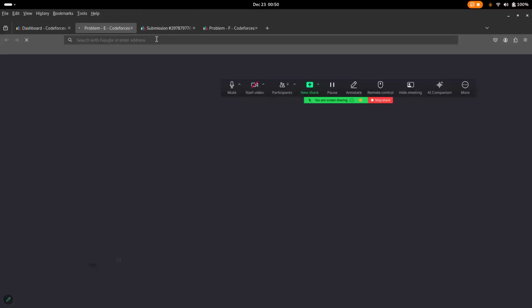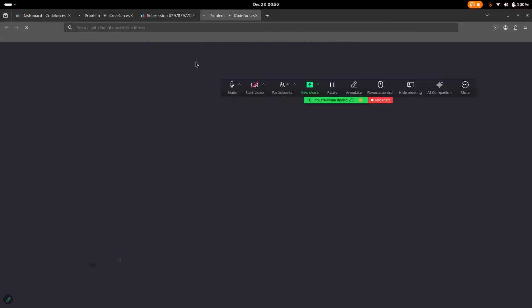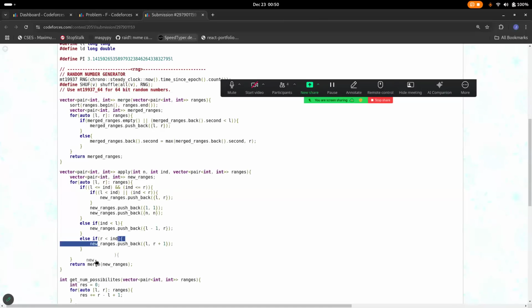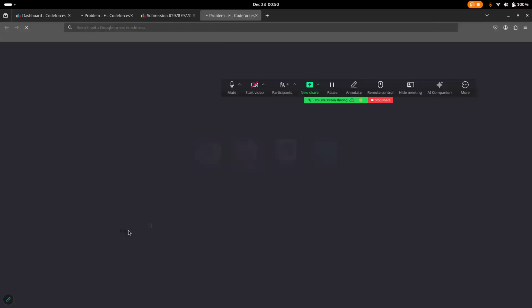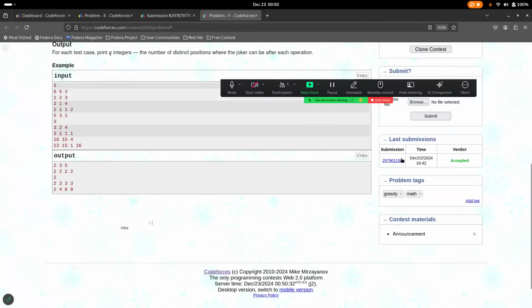The reason we are returning merged ranges is because there may be duplicates in our ranges, so we iterate over all LR, and wherever the ranges overlap, we combine them, merging them into one single big range. And finally, we just get the number of possibilities. If I open my solution over here.